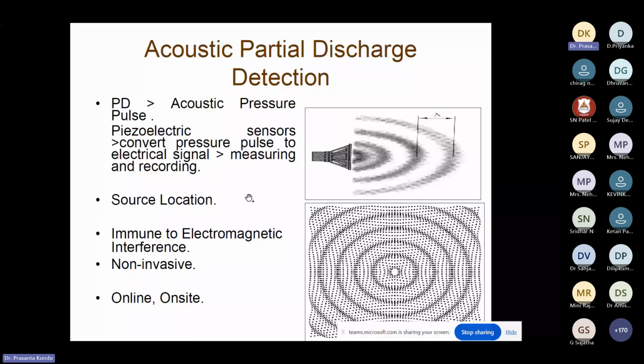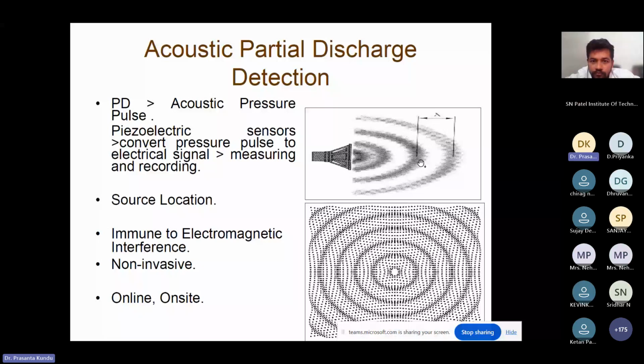The basic advantage of acoustic measurement is source location. The pressure wave generated at that point moves to the sensor and takes some time. If you understand that part, we can locate the source. If you put in multiple sensors, you get the source location.